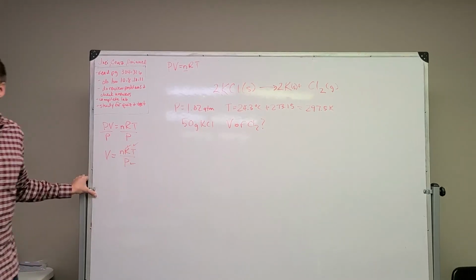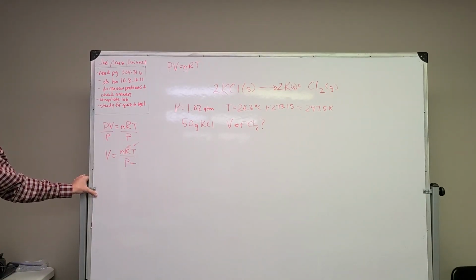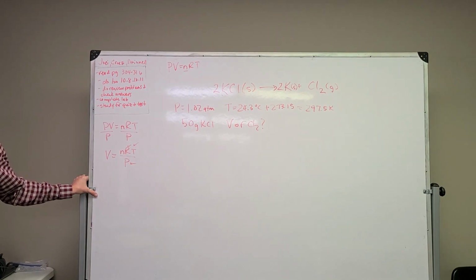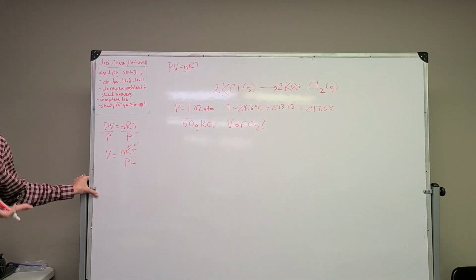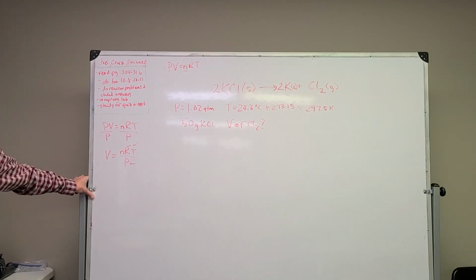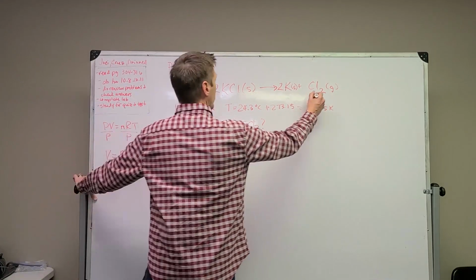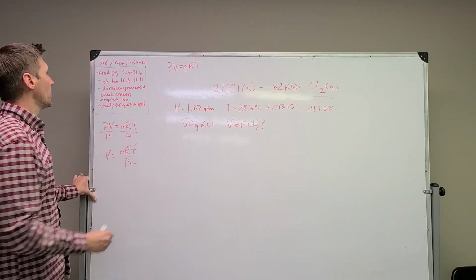We know R because that's a constant, but we need n, right? And we need n of what? We need the number of moles of what? KCl. This is the ideal what law? Gas law. So Cl2 is our gas in this equation, and that's what we're trying to find. They asked us for what volume of chlorine gas will he make with 50 grams of solid KCl, right? So chlorine is what we're interested in. We're interested in the volume of chlorine.